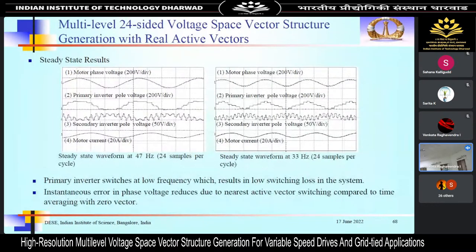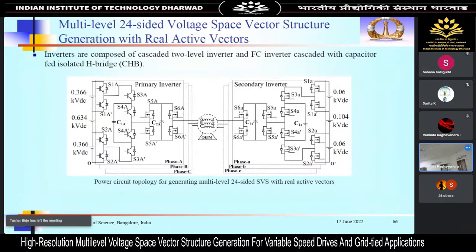And this is variable speed. We can use this one also. PWM operation is possible. This is 40 hertz operation. This is a multilevel 24-step operation. You can get a multilevel structure like this. Using this one, introducing the capacitor here, the flying capacitor here, you can get a multilevel structure like this.